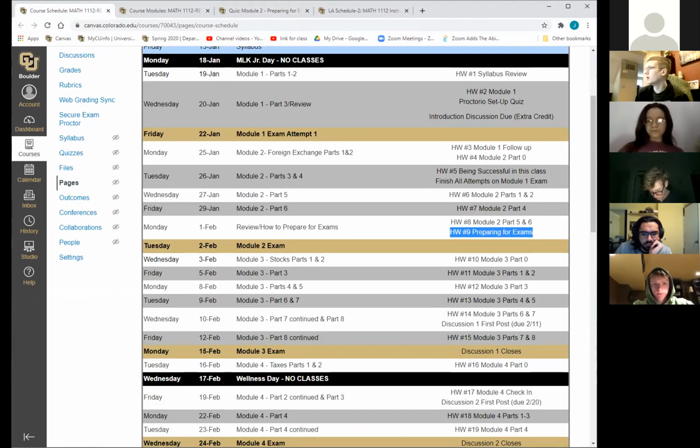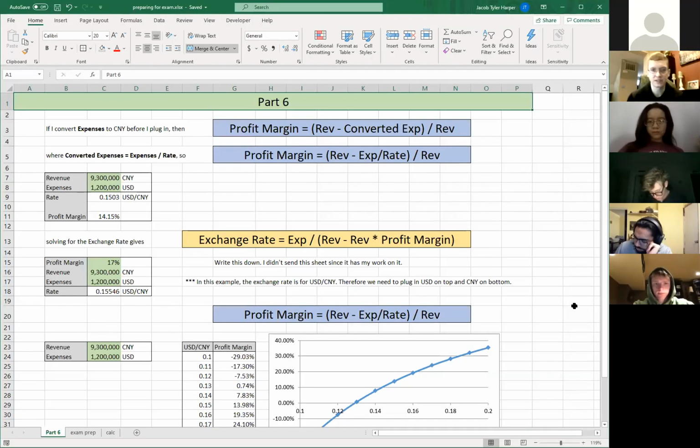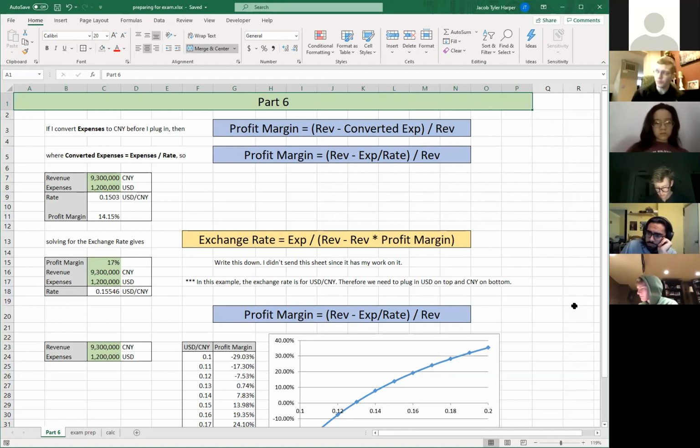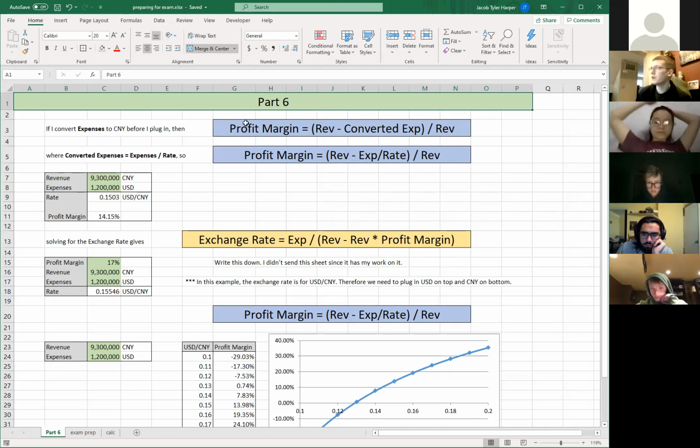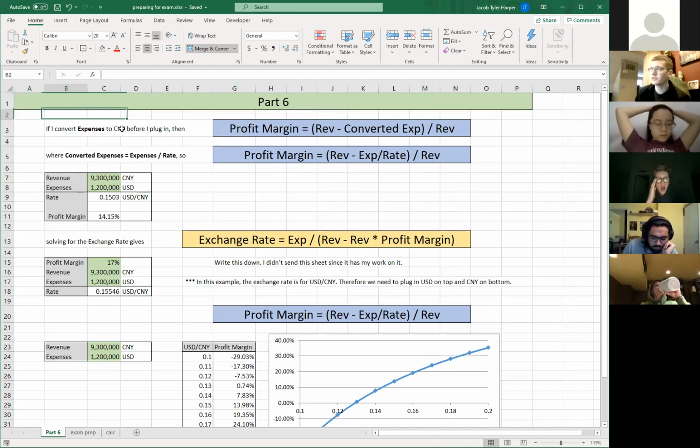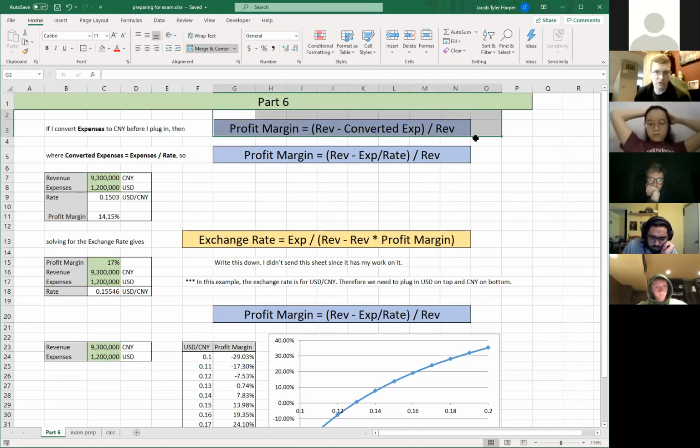Okay, so let's go back to part 6 first before we talk about the exam and make sure we understand how to answer these questions here. Part 6 asked us to solve a bunch of questions about profit margin, and the formula that it gave us in the book was one that assumed everything was converted first, and then we had some subtraction and division. So for example, if I converted my expenses, which are originally in USD, to CNY, then it looks like the original formula.